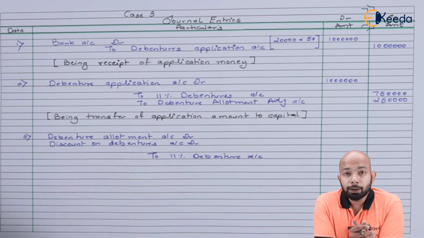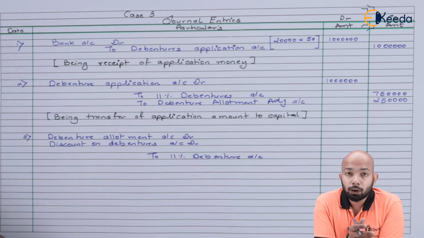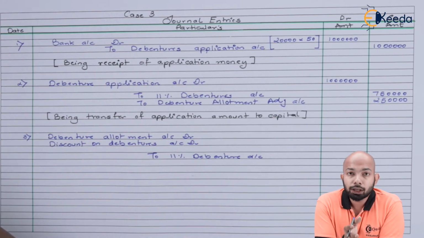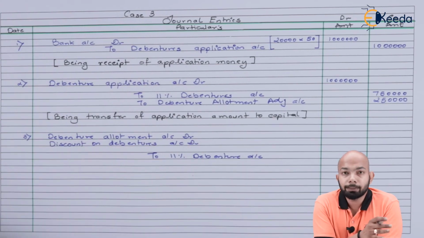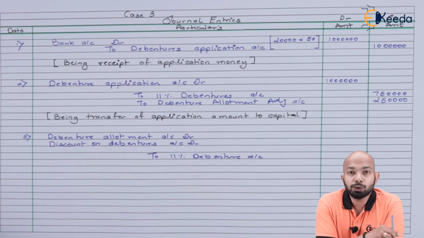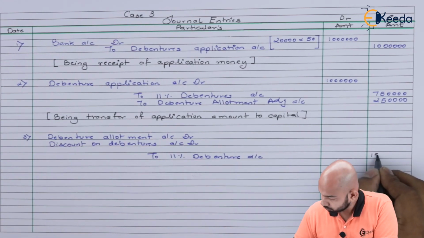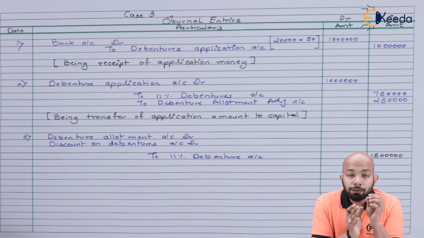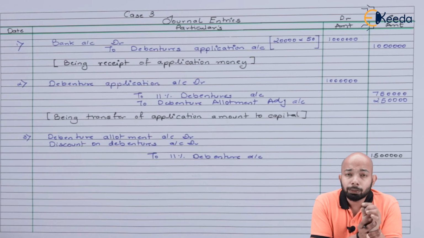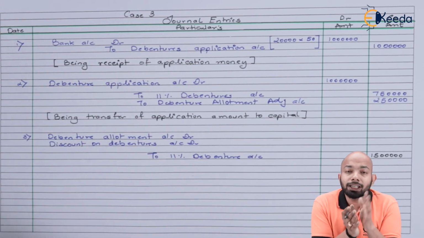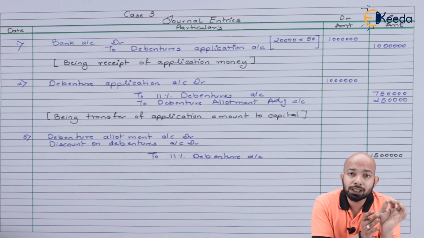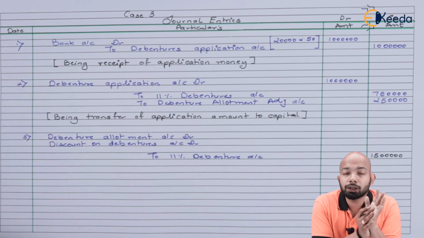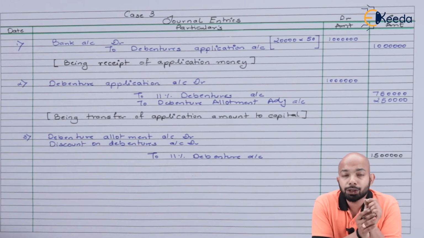So the entry that has been mentioned is debenture allotment account debit, discount on debenture account debit to 11% debenture here. Let's mention the values also. So in total, we are expecting 15 lakh rupees out of allotment. That means 15,000 multiplied by 100, because 50 rupees of discount, 50 rupees of allotment, total gives you 100 rupees. So that has been mentioned here.